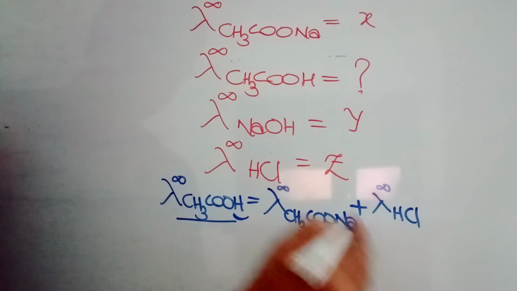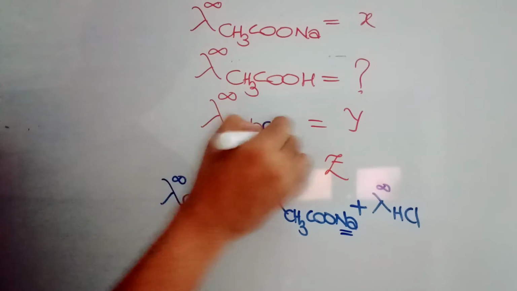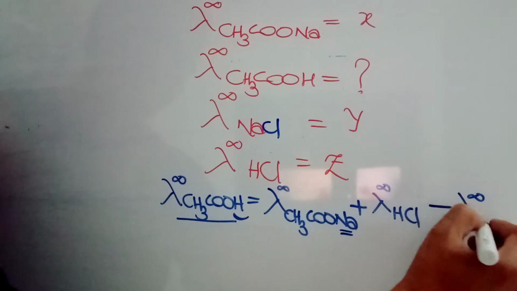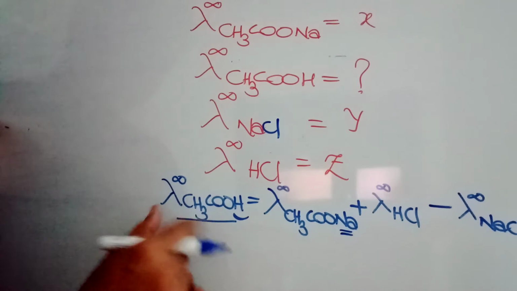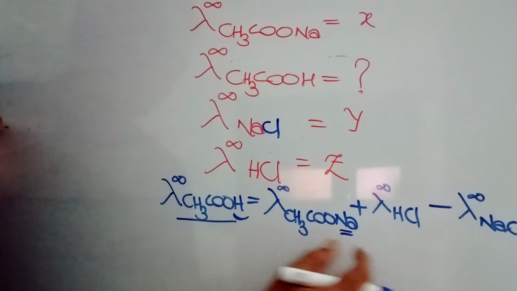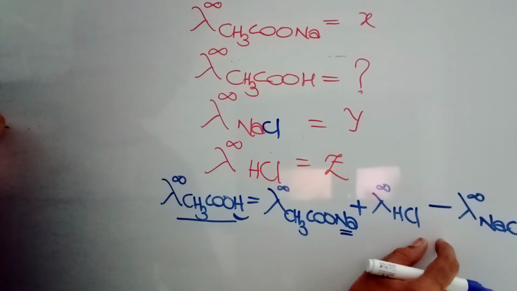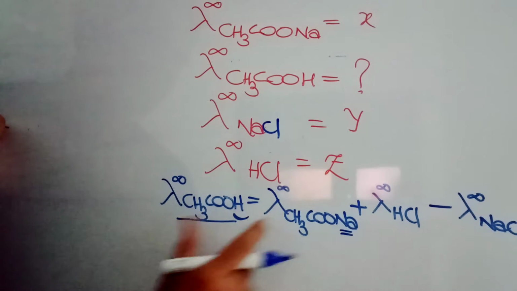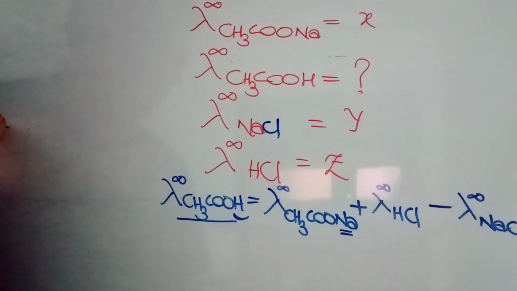But extra we have NaCl. Now you need to subtract lambda infinity of NaCl. Why? You need only the acetate ion and H plus ion. Here we have acetate ion and sodium ion. Here we have H plus ion and Cl minus ion. When you are adding these two, of course you are getting CH3COO and H, but extra we are taking Na and Cl. These two must be subtracted.